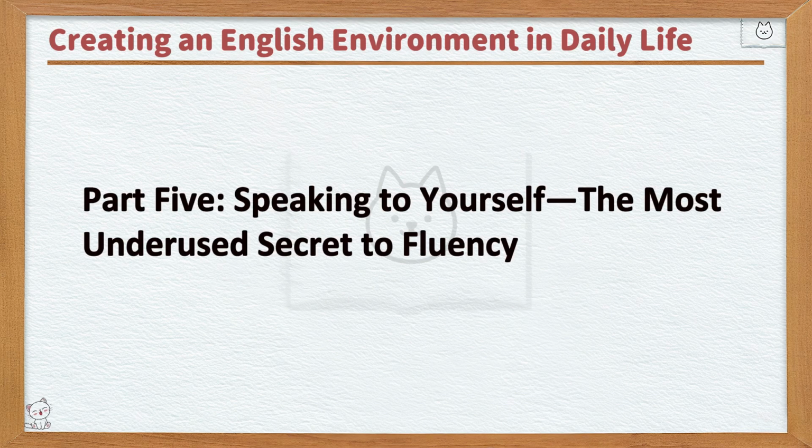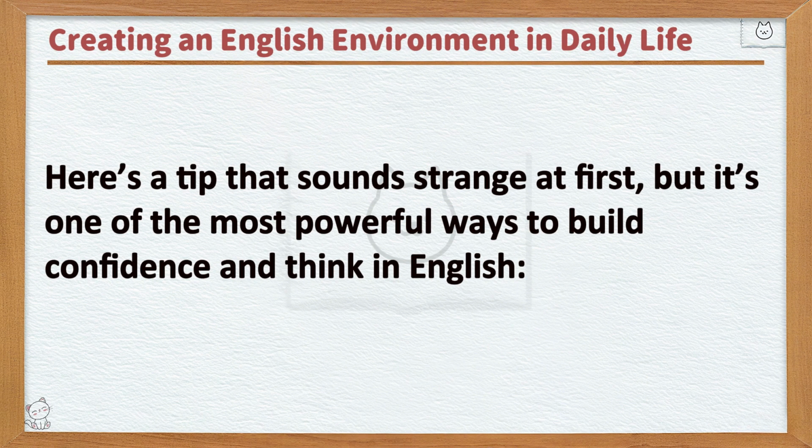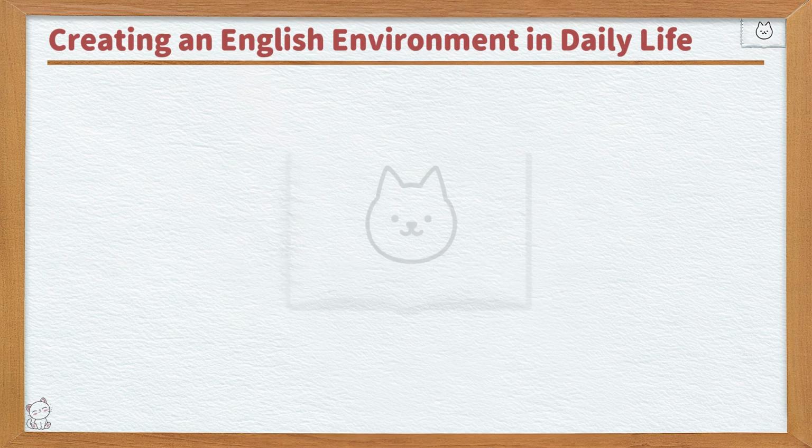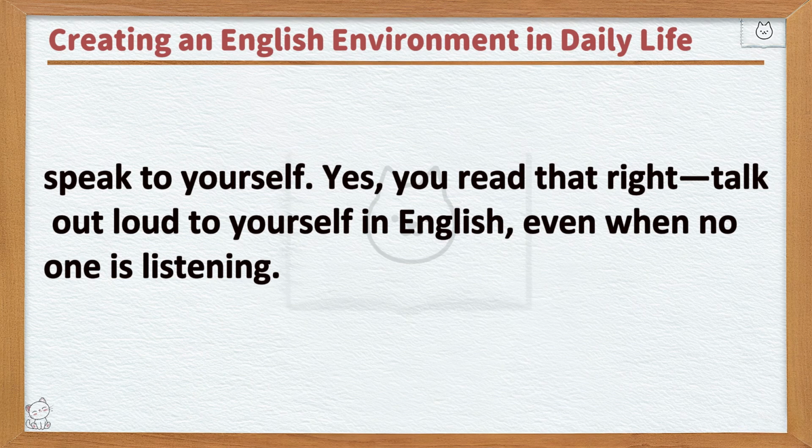Part 5. Speaking to yourself. The most underused secret to fluency. Here's a tip that sounds strange at first, but it's one of the most powerful ways to build confidence and think in English. Speak to yourself. Yes, you read that right. Talk out loud to yourself in English, even when no one is listening.